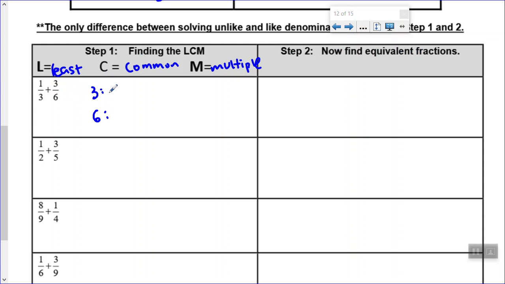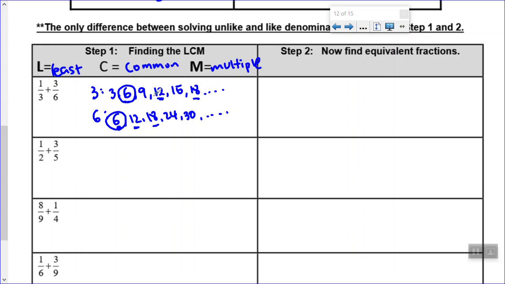So multiples of 3. 3 times 1, 3. 3 times 2, 6. 3 times 3, 9. 3 times 4, 12. 3 times 5, 15. 18, and it goes on. 6 times 1, 6. 6 times 2, 12. 6 times 3, 18. 6 times 4, 24. 6 times 5, 30, and it goes on. What is the smallest number? You have 6 and 12 and also 18, but you have to find the smallest number, which is 6.